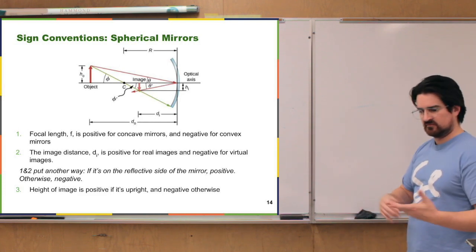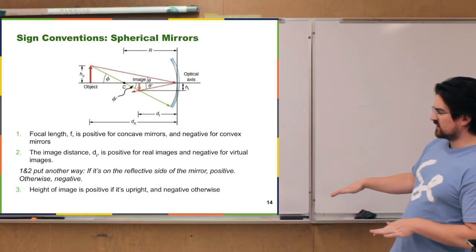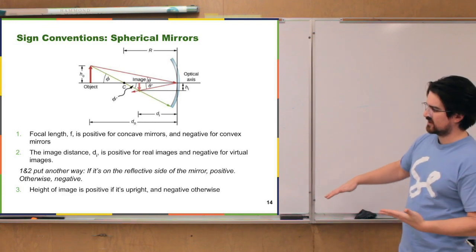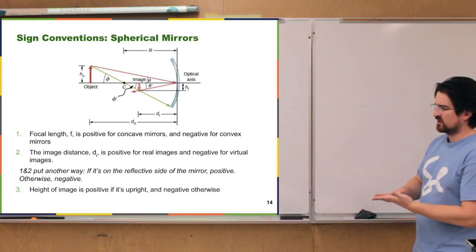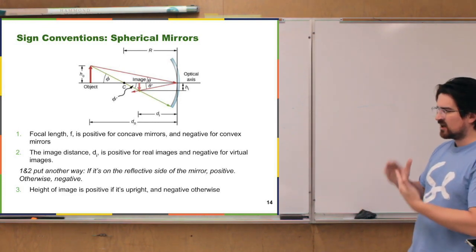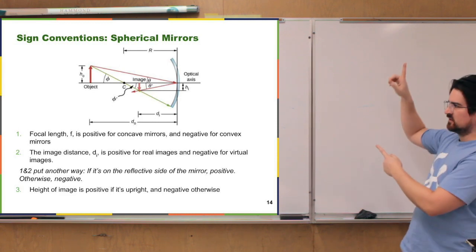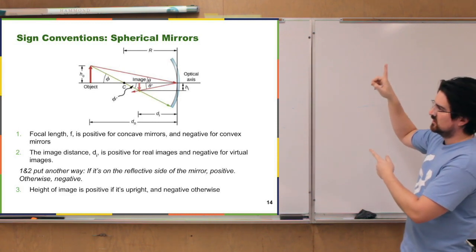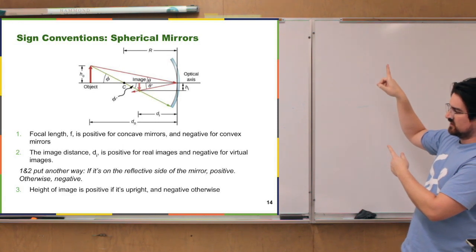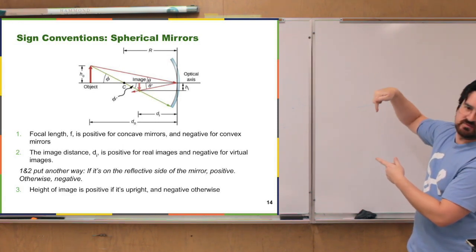Otherwise, it's negative. And then the last thing, this is one that carries through most of the things: the height of the image is positive if it's upright. The top of the arrow is still the top of the arrow. In the image here, that's actually inverted, so the height would be negative.